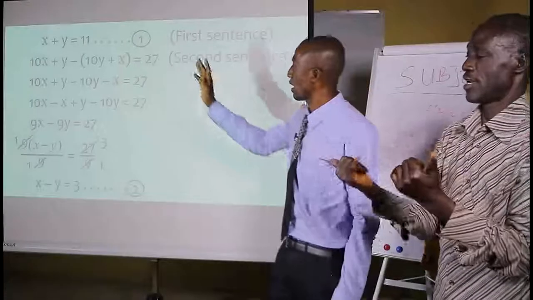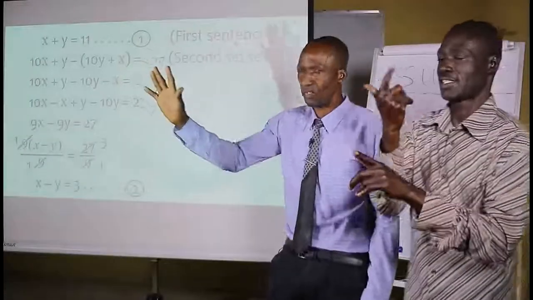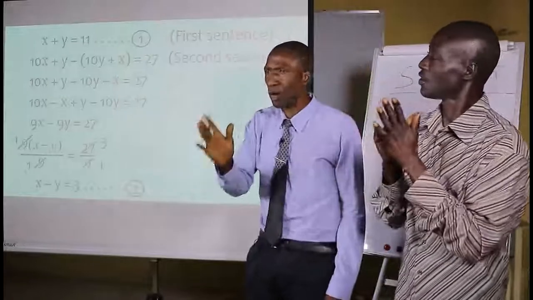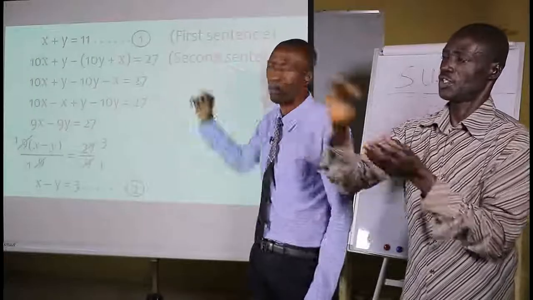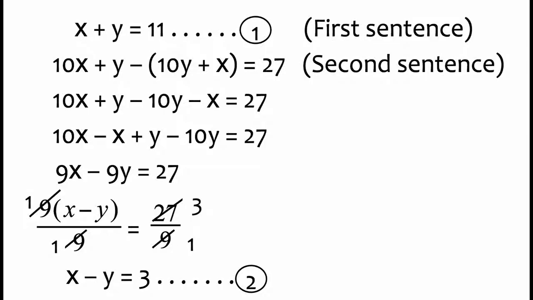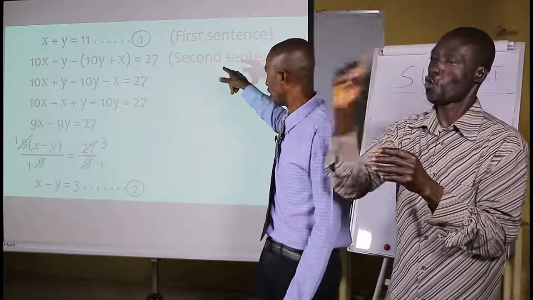So now, in the first sentence, the question says a two-digit number has the sum of digits 11. So my x plus y gives 11. From the first sentence of the question, x plus y equals 11. I name it equation 1.